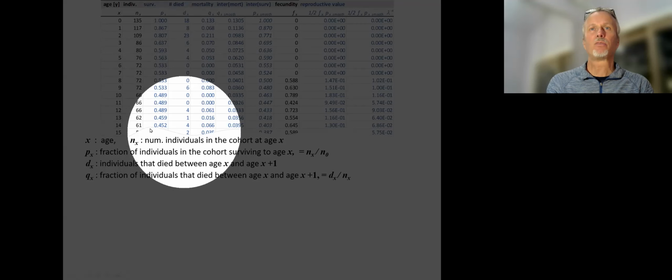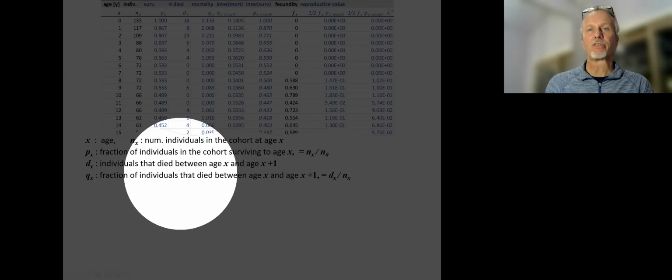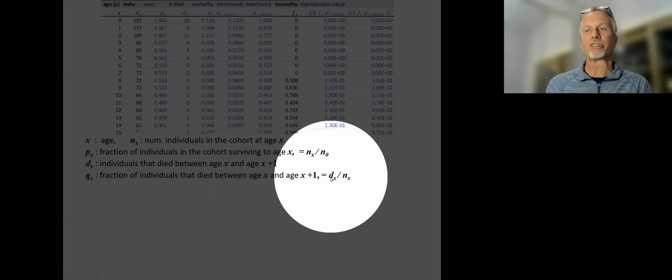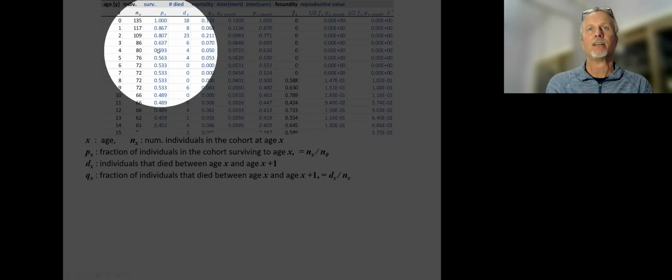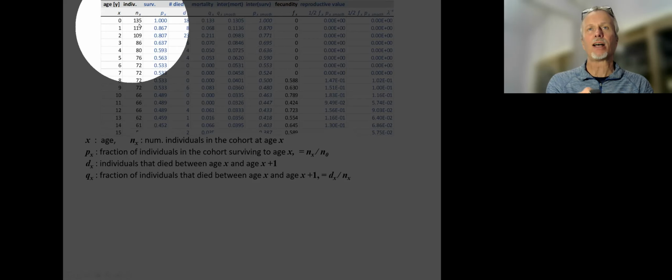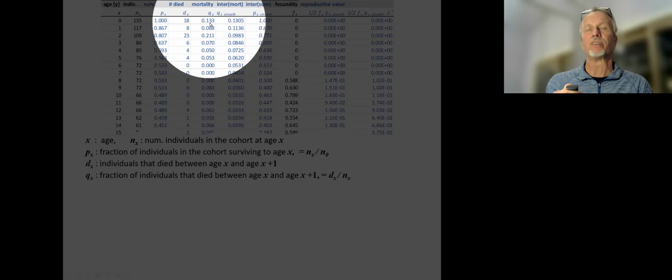And then we can compute Q of X, which is the fraction of individuals to die between age X and age X plus 1, which is equal to dx over nx. So we have 18 individuals that died between age 0 and 1 over 135. So 18 divided by 135 is equal to 0.133.